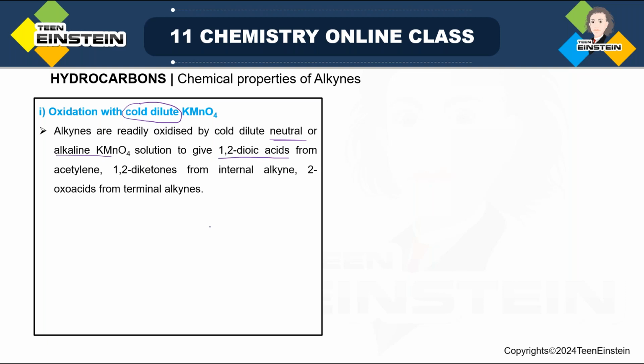What will you get? You will get a 1,2-dioic acid. So there will be formation of CO2H groups, at the 1 and 2 positions. So when it is acetylene, you will get a dioic acid. But when it is an internal alkyne, that is, both sides have some R group, obviously acid formation is not possible. Now you will get a 1,2-diketone.